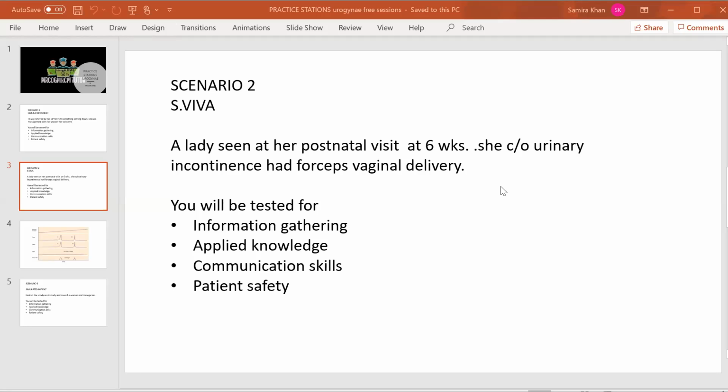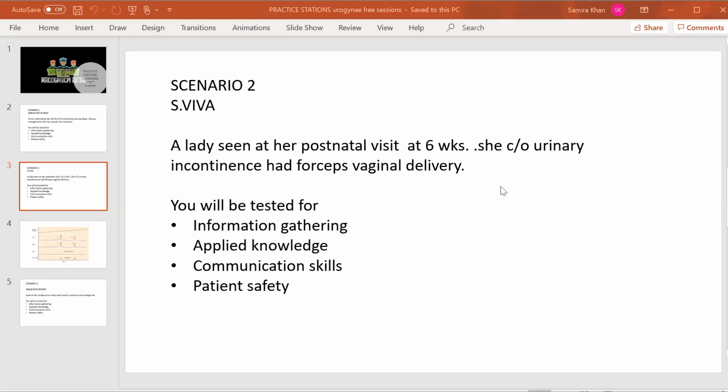Because you are talking to the examiners, you can use these words. There's no problem. So you can say that I'll ask about the flow, and I'll ask about the dribbling at the end, and feeling of still passing urine at the end. So these are the things: whether she can completely pass urine or not. Also hematuria, because it can be a red flag.